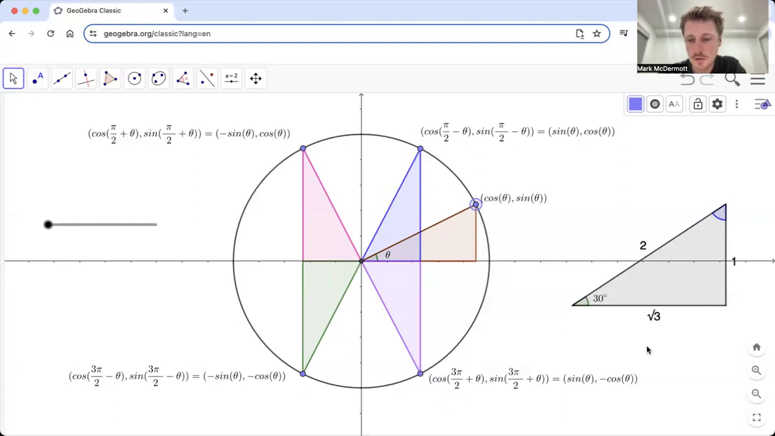Okay, and then similarly, the last one is we know in this quadrant that the x coordinate is positive, but the y coordinate is negative. So it's going to become sine theta, negative cosine theta. So we get cosine of 3 pi on 2 plus theta equals sine theta, and sine of 3 pi on 2 plus theta equals negative cosine theta.